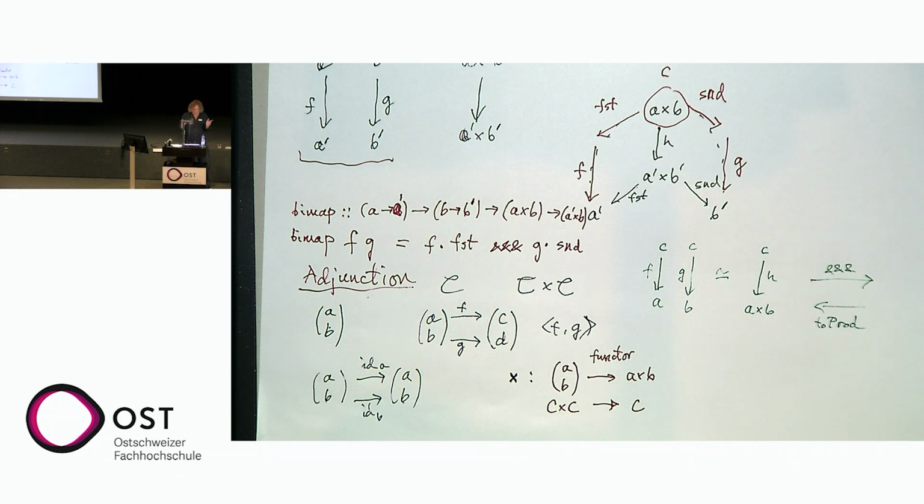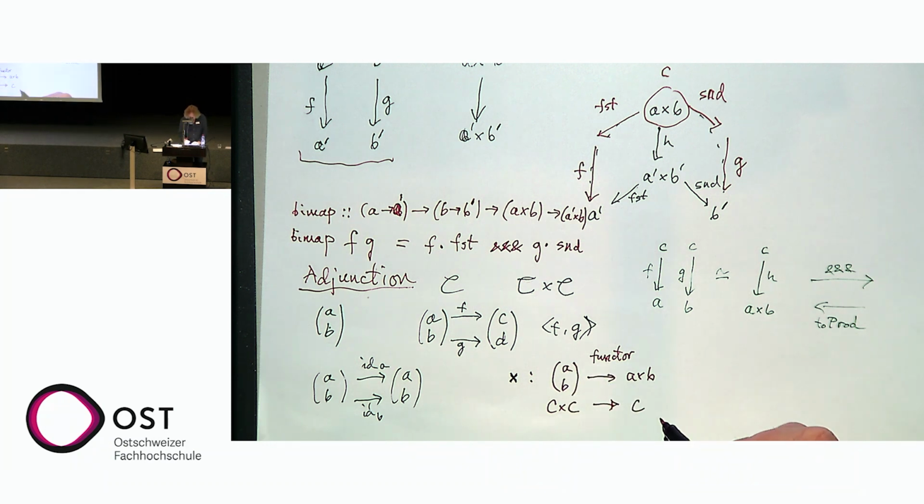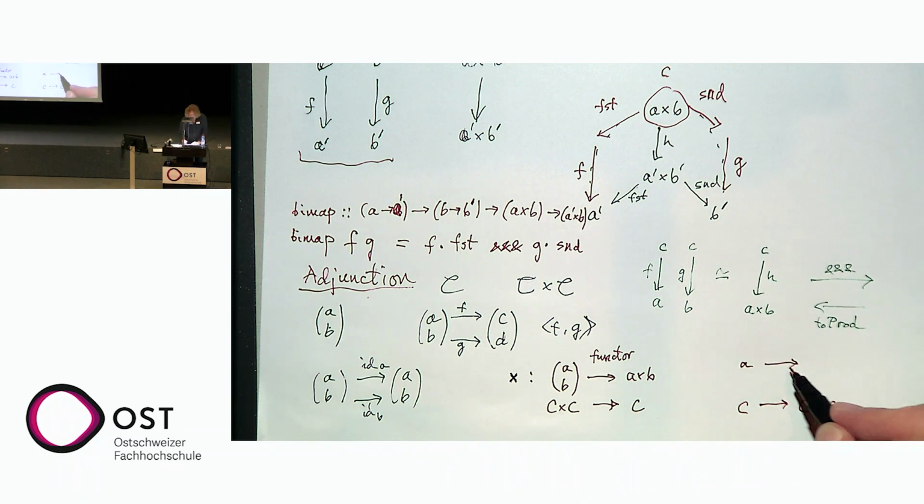Okay, the adjunction. So adjunction is defined between a pair of functors that go both ways. So this functor goes from the product category to C. We need another functor that goes from C to a product category, C cross C. Okay, so if you give me an object, let's say A, how do I produce a pair of objects?